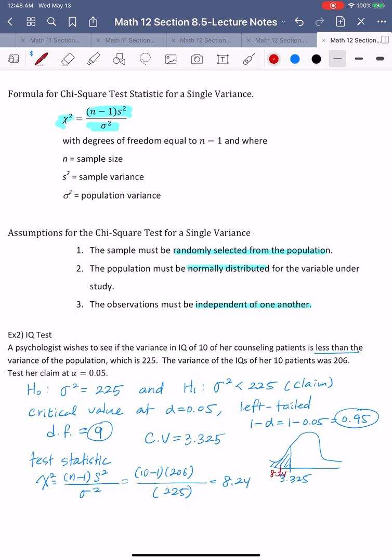8.24 less than 3. Oh, sorry, what am I talking about? I don't know which number is bigger. Sorry about that. Okay, so that's not true, right? Sorry about that. 8.24 should be here. It's greater than 3.325, right? So I know it's 3.3 something. All right, so now we do not reject the null hypothesis.